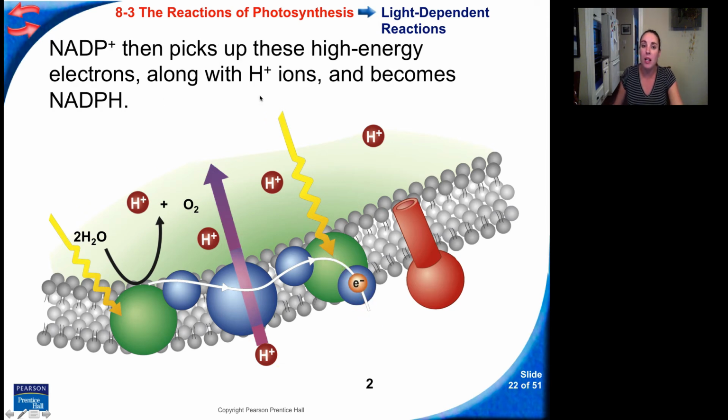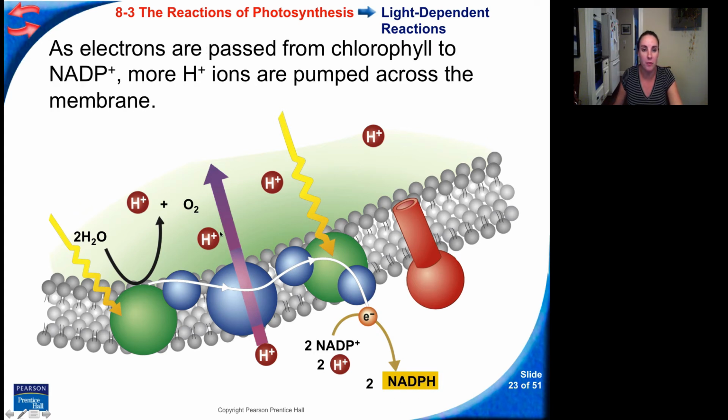NADP plus then picks up these high energy electrons along with hydrogen ions and becomes NADPH. So here we go. Now made NADPH. So if we look at this whole thing, we added sunlight, we added water, we released oxygen, and the goal was to make this NADPH, this high energy electron carrier.